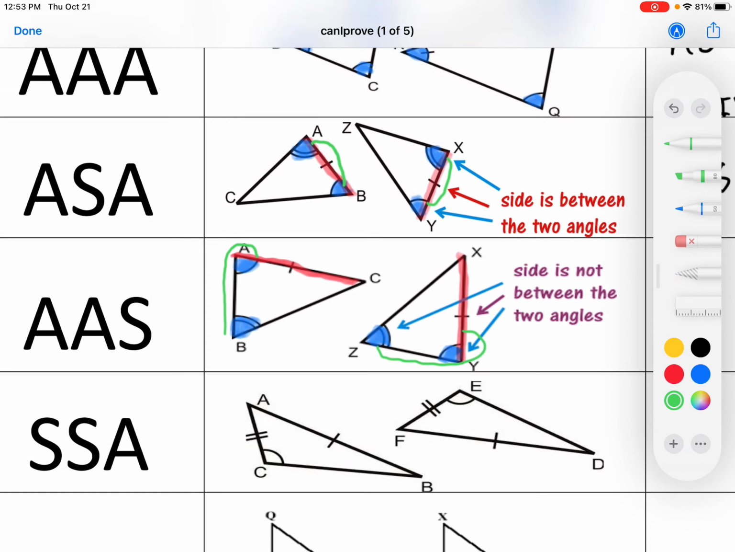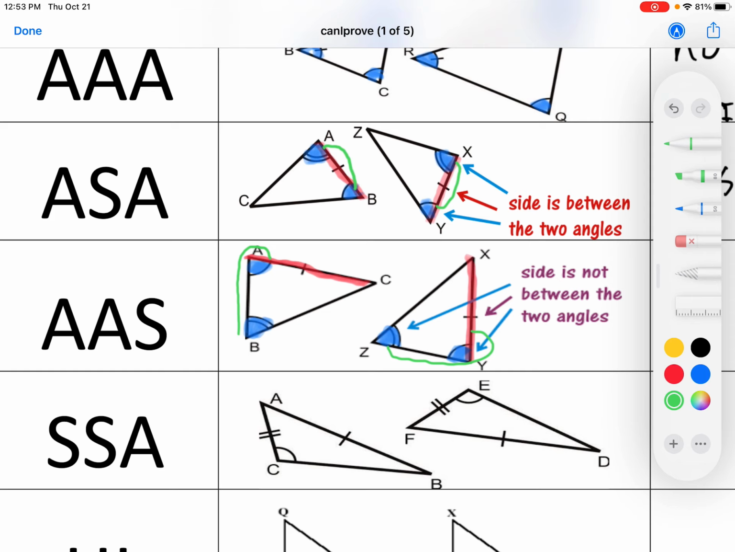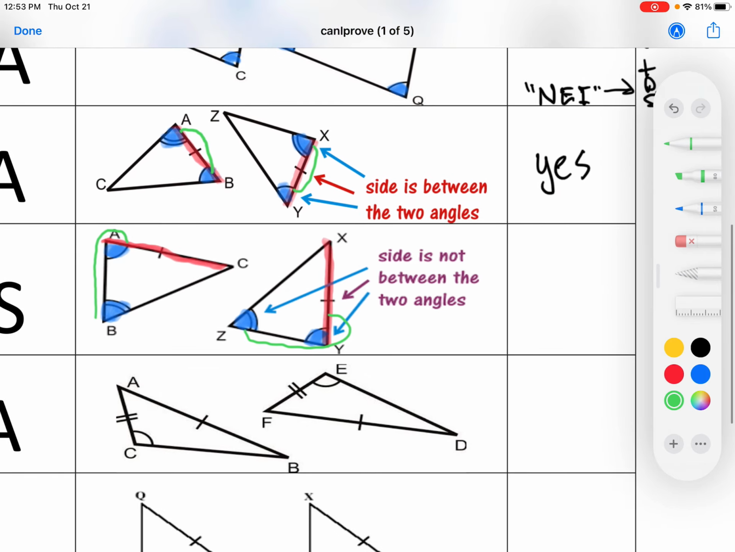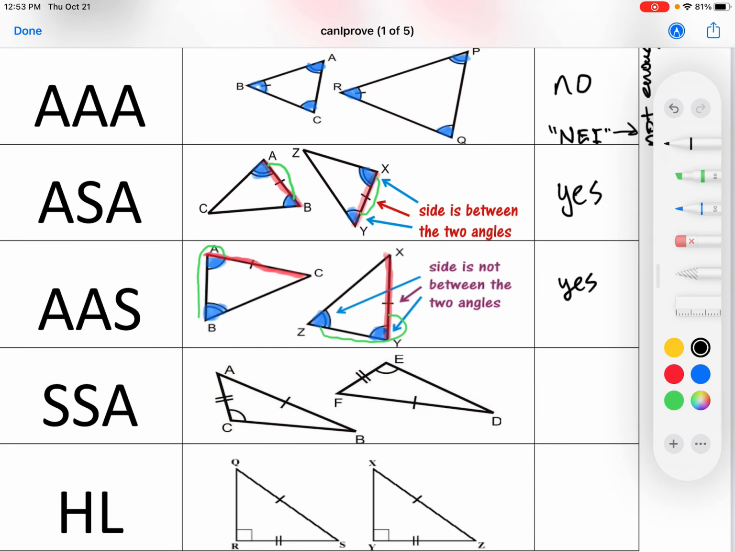You have to remember which one is in between where. The order of that stuff matters. It makes a difference. In this case, both of them could be used to prove that your triangle is congruent. Both of them could be used to prove congruence.